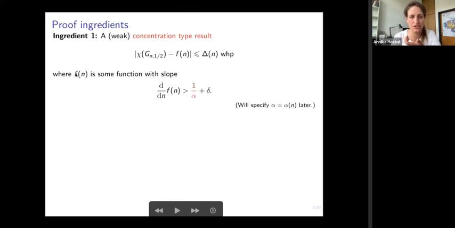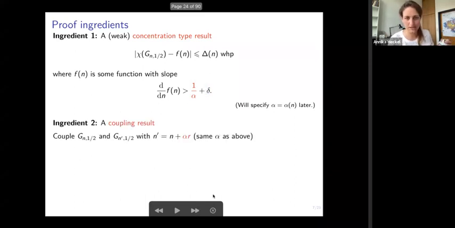So we need some well-behaved function f of n, so that the chromatic number is close to this function, up to some error term. And we also need a lower bound on the slope of this function. So we need it to increase with at least some rate 1/alpha. I'm going to say in a minute what alpha is, but right now you don't need to know it yet. So we need it to increase by at least 1/alpha if you increase n, plus some leeway. Okay, so that's the first part.